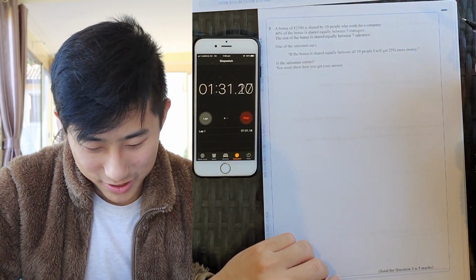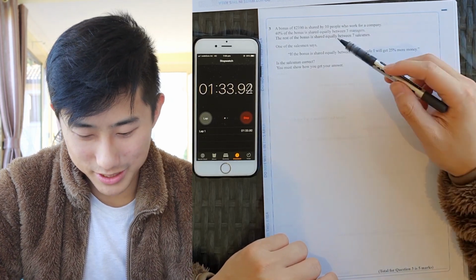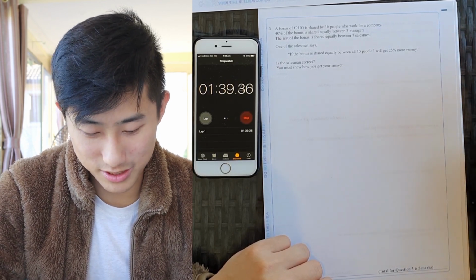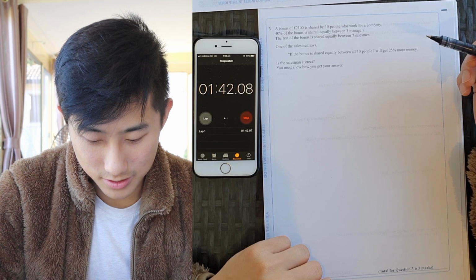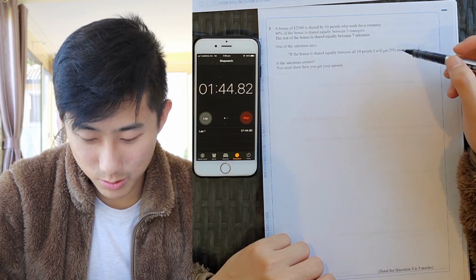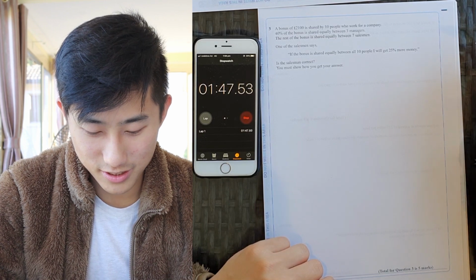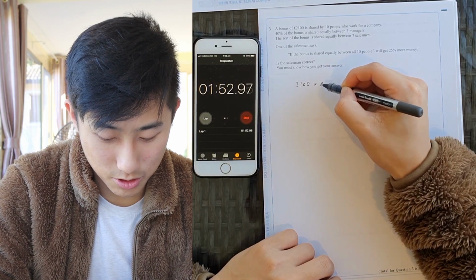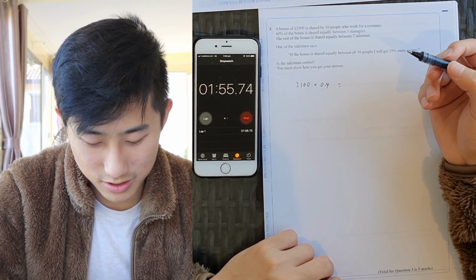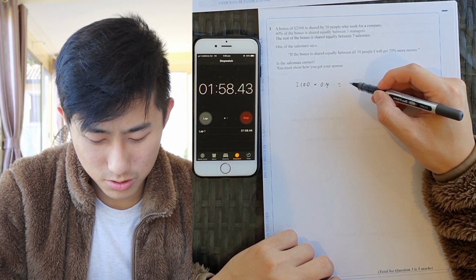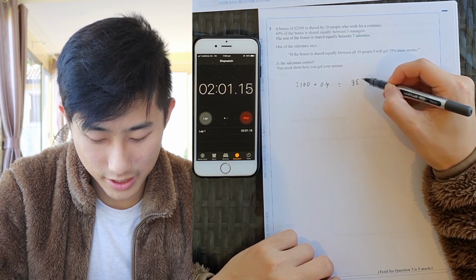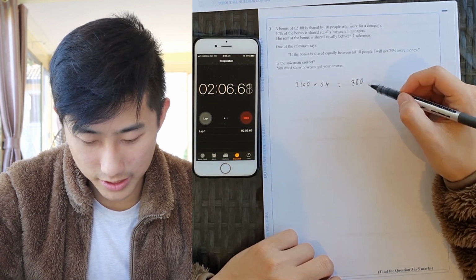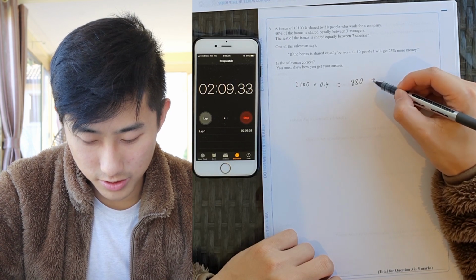Okay, a bonus of £2,100 is shared by 10 people who work for a company. 40% of the bonus is shared equally between 3 managers. The rest is shared between salesmen. One of the salesmen says, if the bonus is shared equally, I'll get 25% more money. Okay, so first let's calculate how much they actually get. So 2100 times 0.4 is the amount shared to the managers, which is 880, because 21 times 4 is 880, and that is between 3 managers.